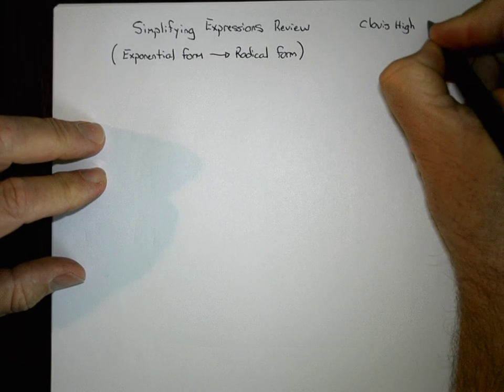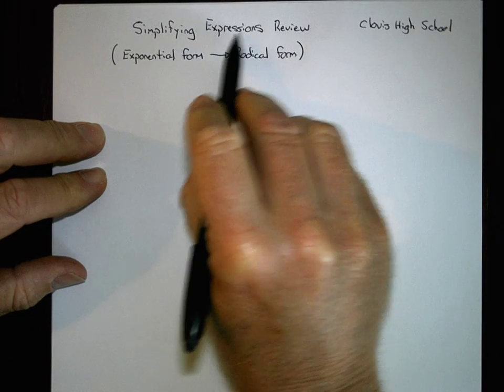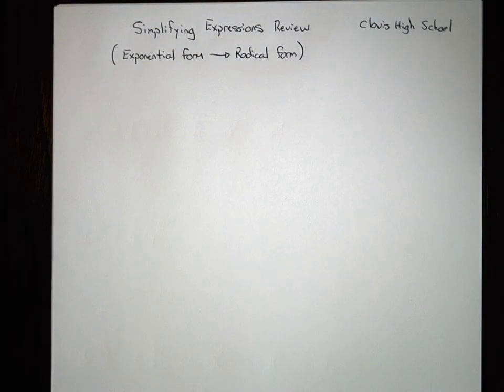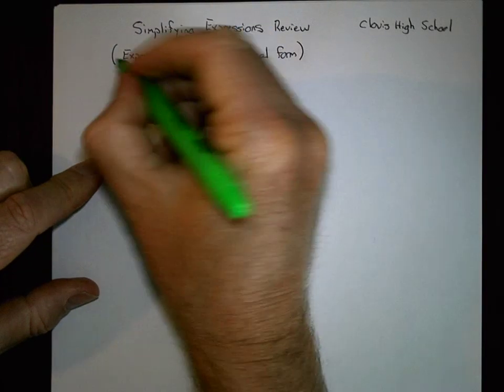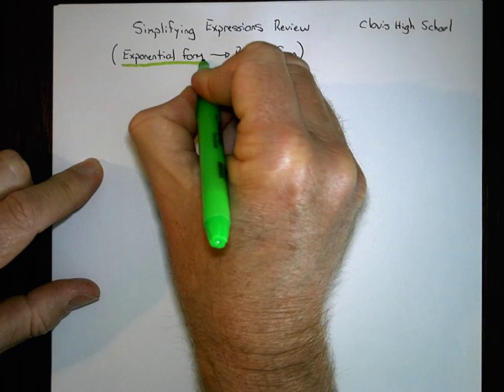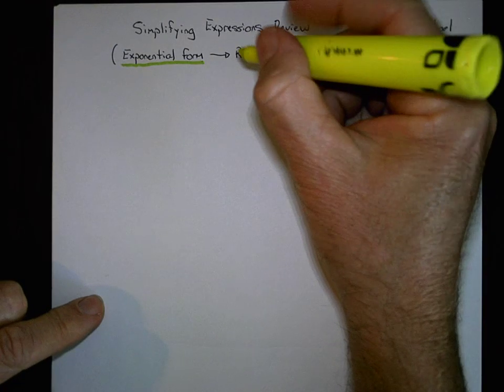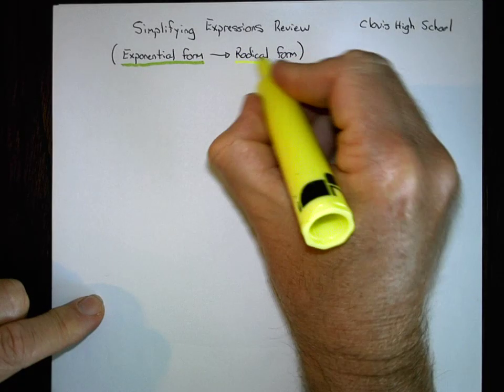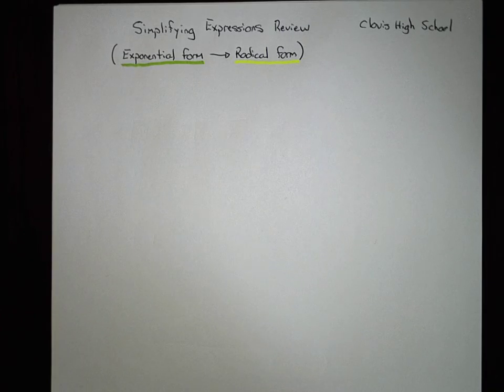And this section that we're going to be reviewing is how to simplify expressions, and particularly we're going to be talking about how do you take an expression that is in what we call exponential form, and how do you simplify that expression by first of all changing it into radical form and then going from there and giving us an actual answer.